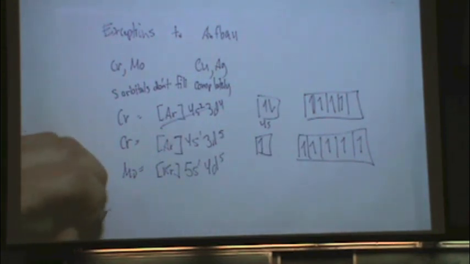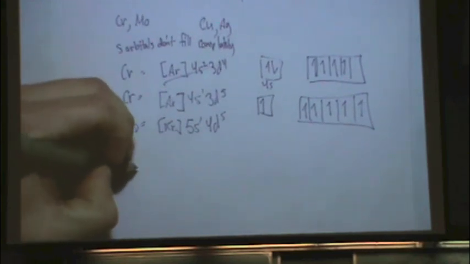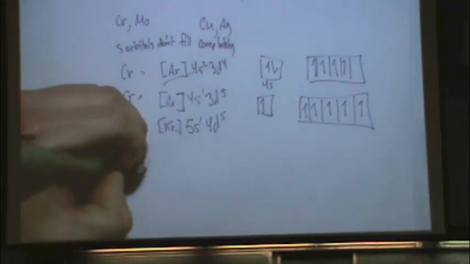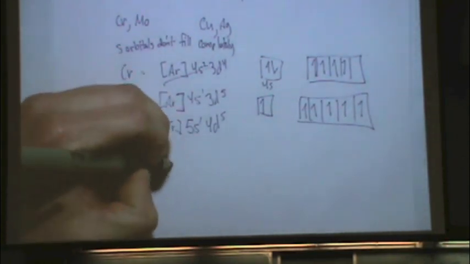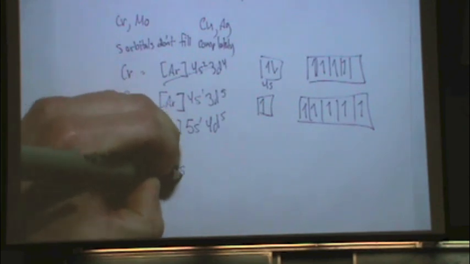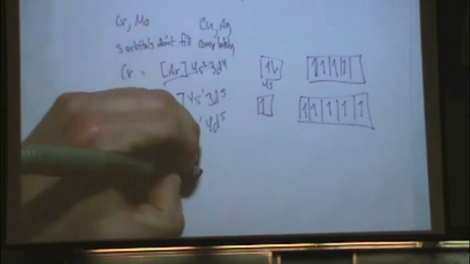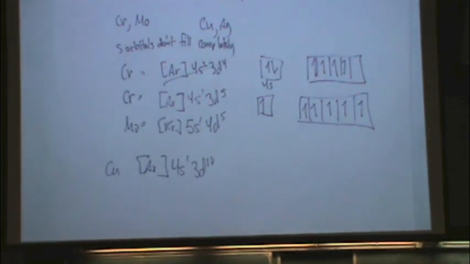So then if we look at copper, it's a similar thing. Copper is argon, 4s1, 3d10. So just remember when you're filling up groups 6 and 11 in the transition metals, you only fill up 1 of the s's.